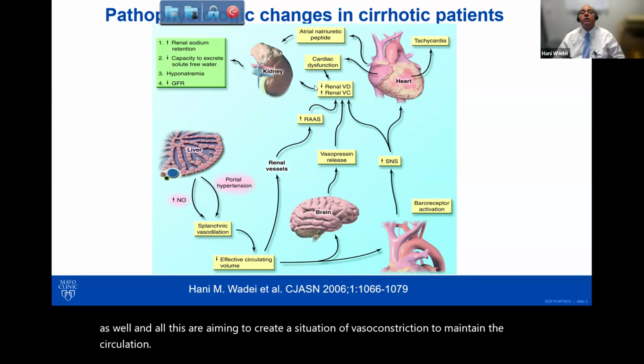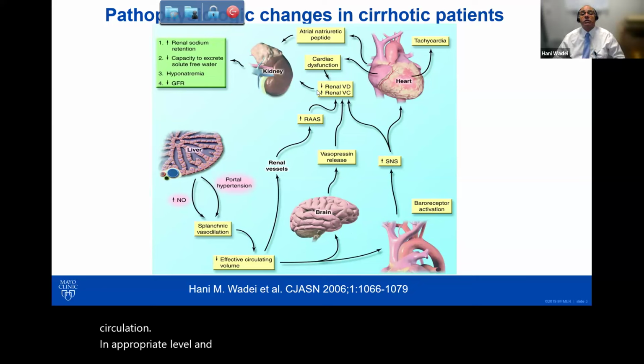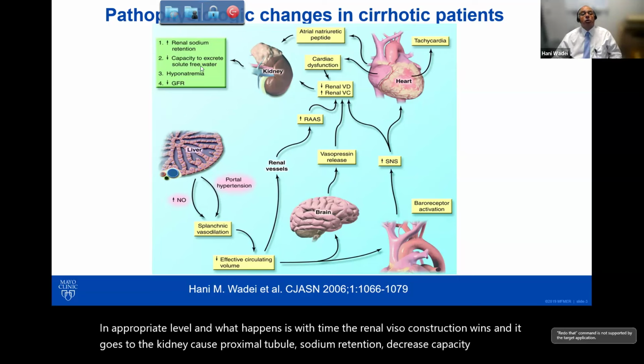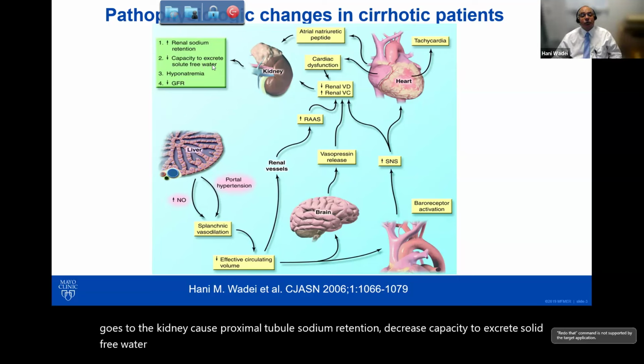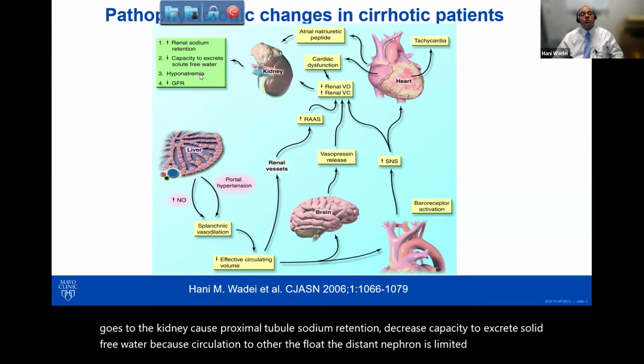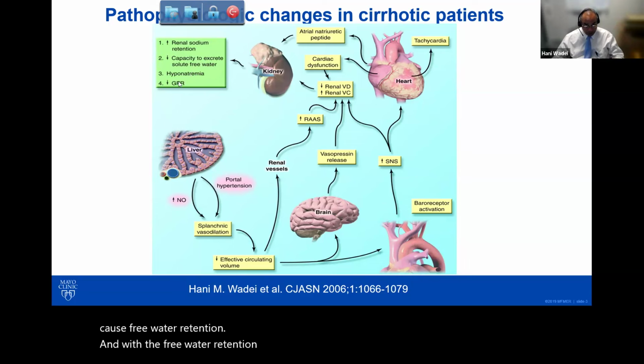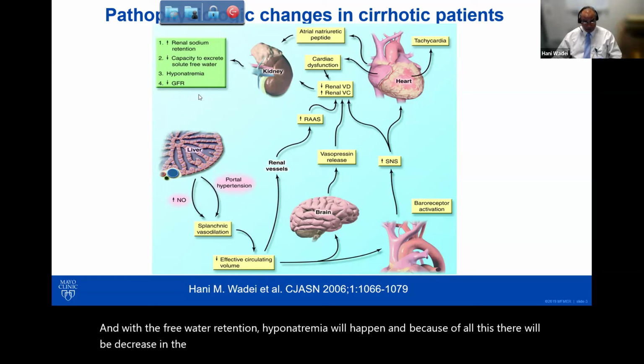an appropriate level. And what happens is, with time, the renal vasoconstriction wins and it goes to the kidney, causing proximal tubule sodium retention and decreased capacity to excrete solute-free water, because the flow to the distal nephron is limited. So this will cause free water retention. And with the free water retention, hyponatremia will happen. And because of all this, there will be decrease in the GFR and increase in the creatinine.